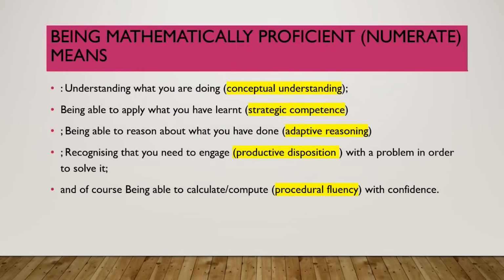So being mathematically proficient has 1, 2, 3, 4, 5 things that you need to be competent in. Number 1 is having a conceptual understanding. If you have a conceptual understanding, it means that you understand what it is that you are doing. You need to have strategic competence. That means being able to apply what you have learned, knowing how to do the sum. If they say add, you know that the number needs to increase. Being able to have adaptive reasoning.